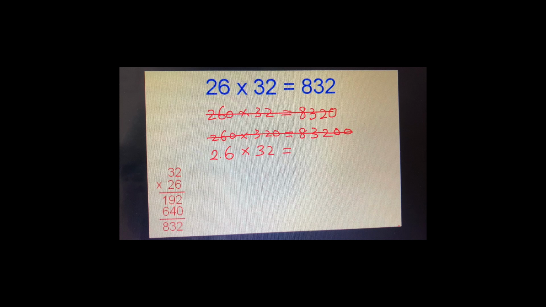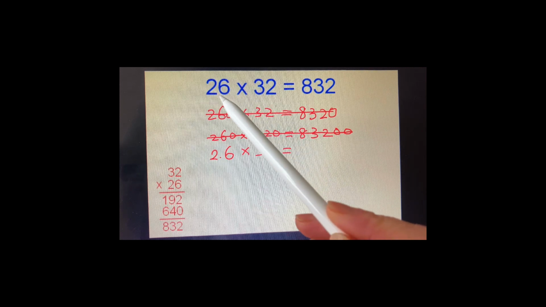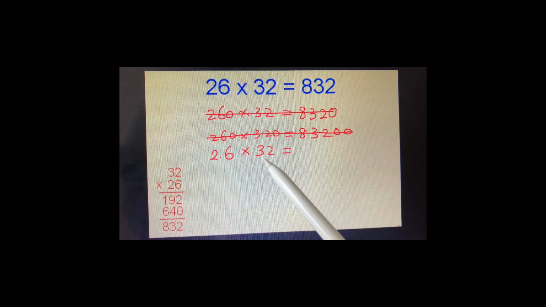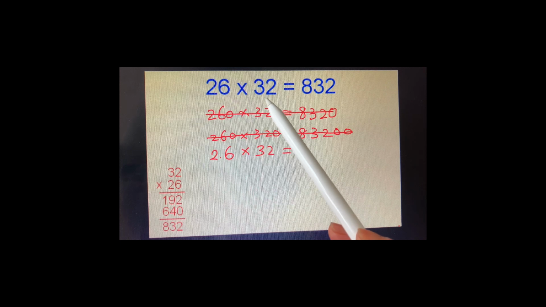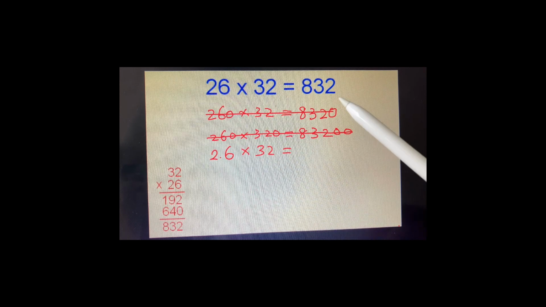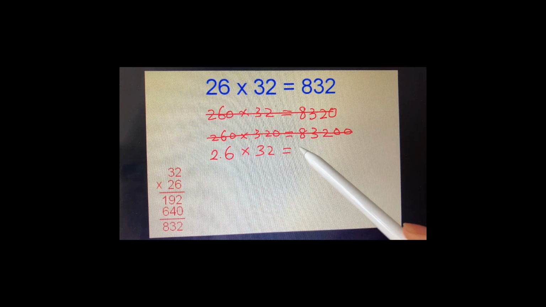Look at this question. This number is 10 times smaller than this number. This number is the same. The answer must be 10 times smaller than this answer. The answer will be 83.2.